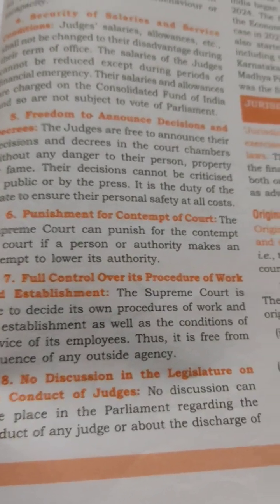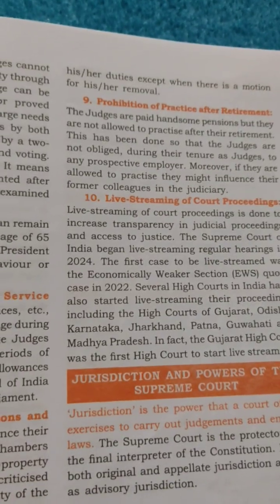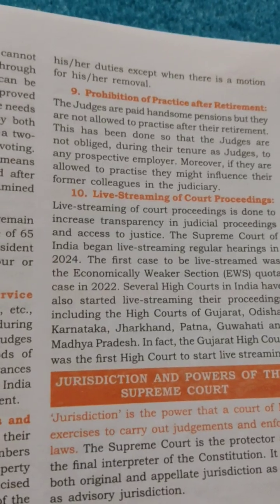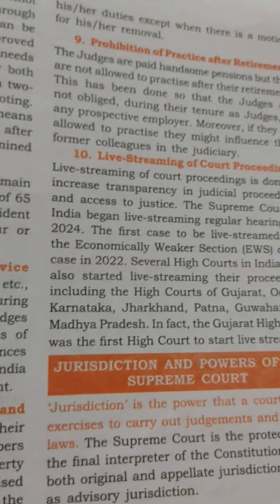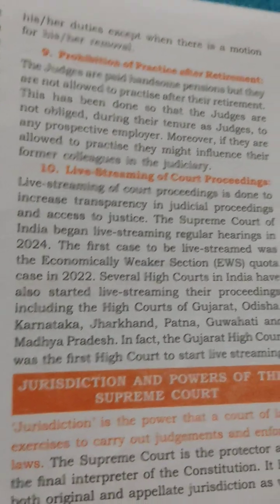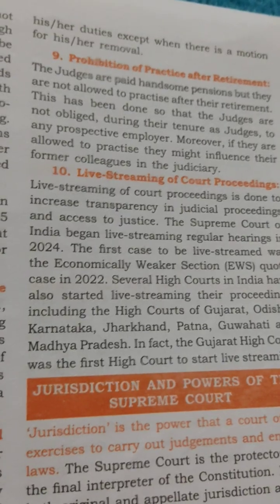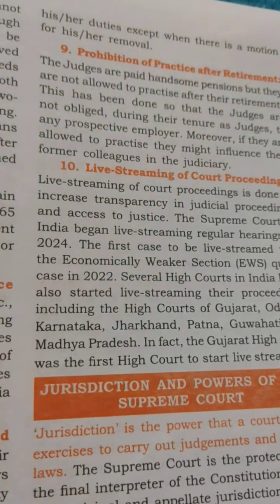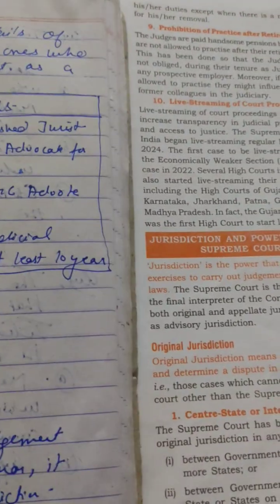Next is no discussion in the legislature on the conduct of judges. In the legislature, that is in parliament, you cannot discuss the behavior of a judge except when impeachment is going on. Ninth point is prohibition of practice after the retirement. If a judge is retired from his post, he cannot practice after retirement. What is the meaning of practice? It means he cannot become a lawyer after his retirement. Why so? Because if he is given this freedom, he can influence his colleagues or any prospective employer. 10th point is live streaming of the court proceedings. The Supreme Court proceedings are live telecasted on television.